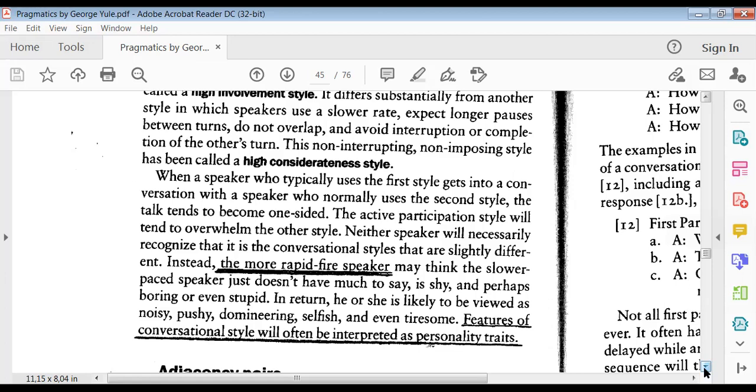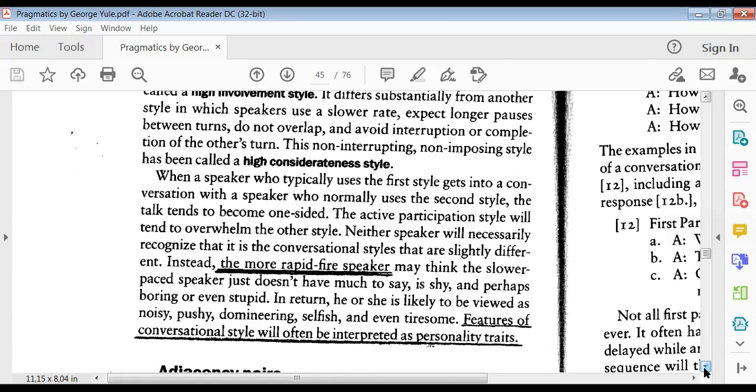Neither speaker will necessarily recognize that it is the conversational styles that are slightly different. So the speakers clash with each other, they do not understand each other, and they become one-sided, but many of them do not explain why the other party does not respond to the first party smoothly. The reason why they misunderstand each other is because they have different styles.